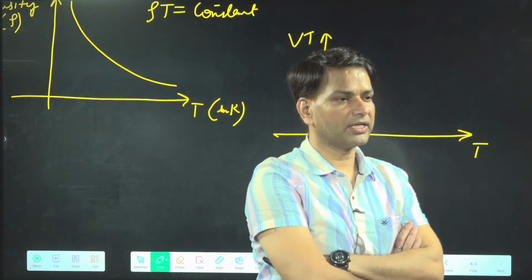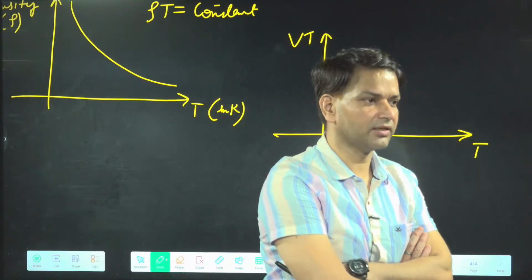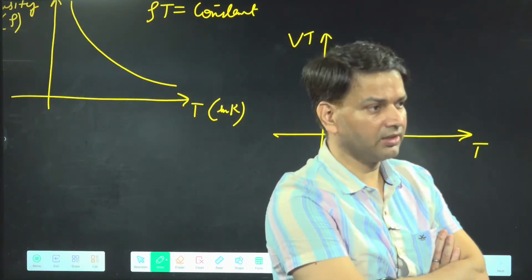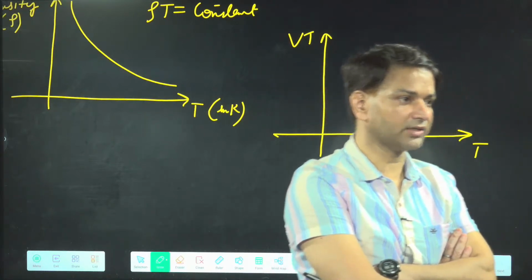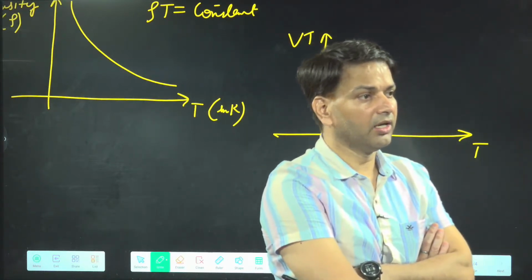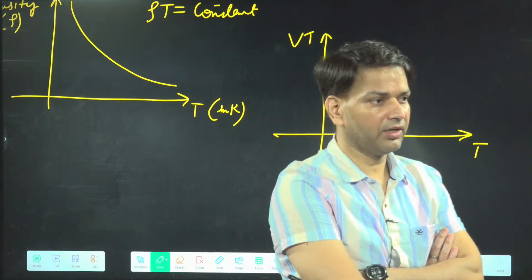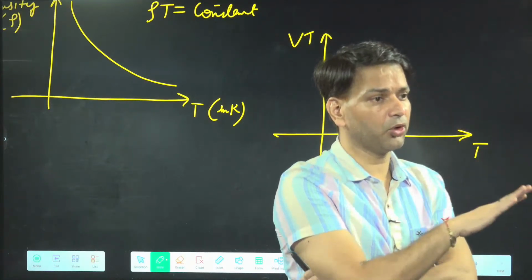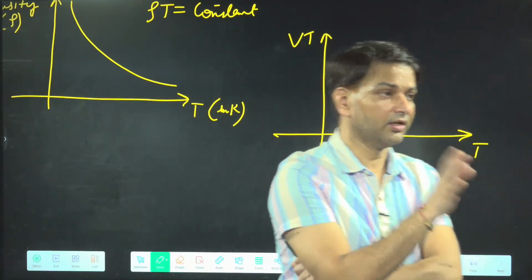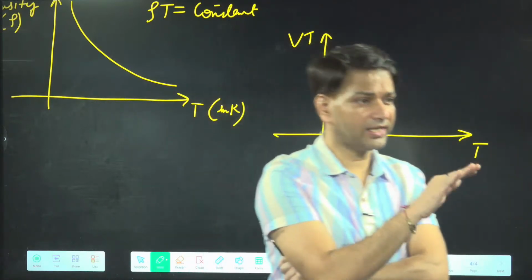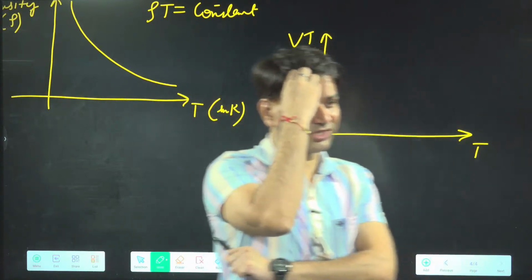So what I said: whatever graph they are asking, first try to write the relation between those quantities. After that, you can decide what the graph pattern will be. So I don't need the VT graph. I need the Vt graph. Vt I am plotting on the y-axis and T on the x-axis.